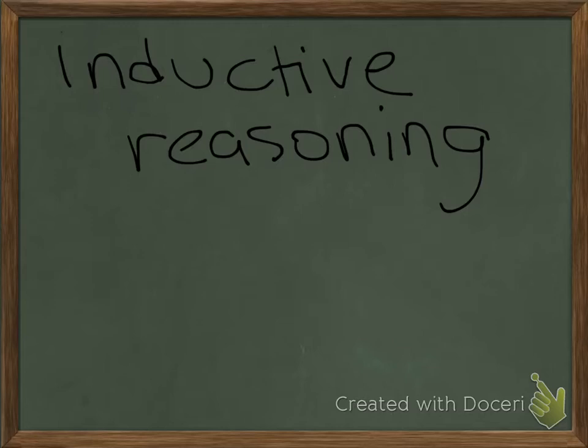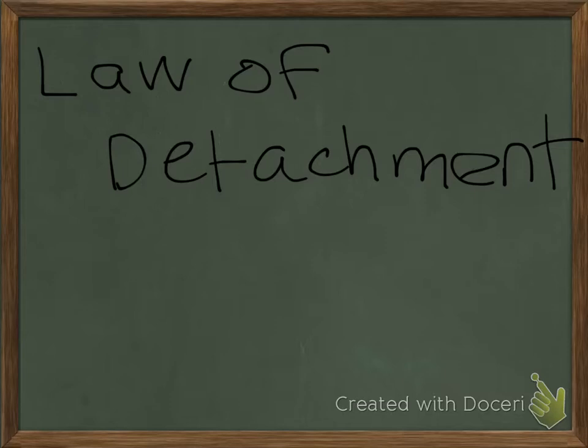So inductive reasoning, like I said already, would be using a pattern of examples to make a conjecture, like we did for the last lesson. Now, for deductive reasoning, there is a law, and it's called the law of detachment. This law is basically to prove a conjecture, and since the conjecture requires deductive reasoning to be able to prove it, one way of using deductive reasoning would be to use the law of detachment.